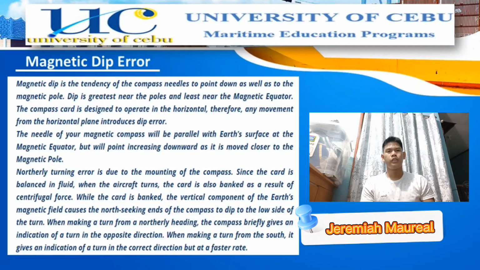Northerly turning error is due to the mounting of the compass. Since the card is balanced in fluid, when the aircraft turns, the card is also banked as a result of centrifugal force. When the card is banked, the vertical component of the Earth's magnetic field causes the north-seeking ends of the compass to dip to the low side of the turn. When making a turn from a northerly heading, the compass briefly gives an indication of a turn in the opposite direction. When making a turn from the south, it gives an indication of a turn in the correct direction, but at a faster rate.